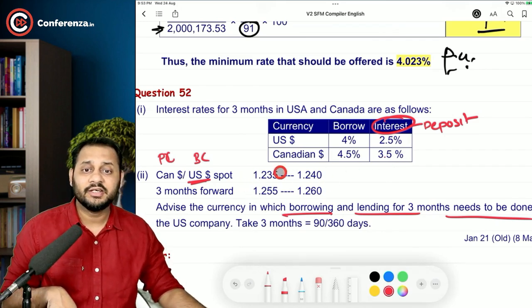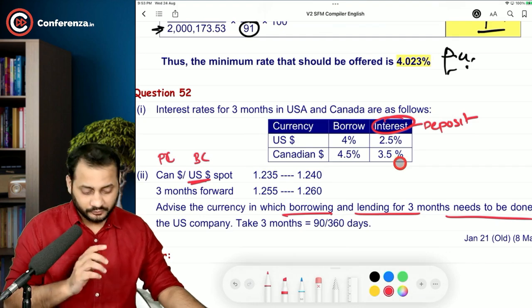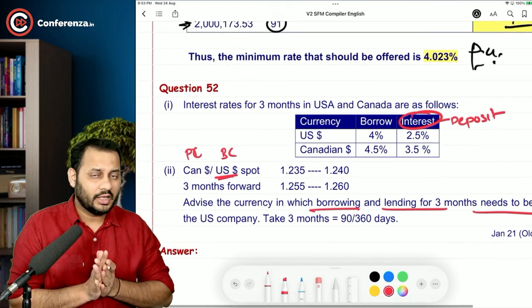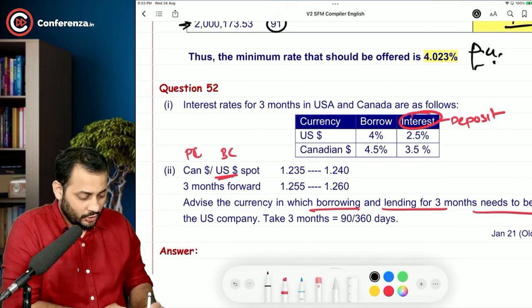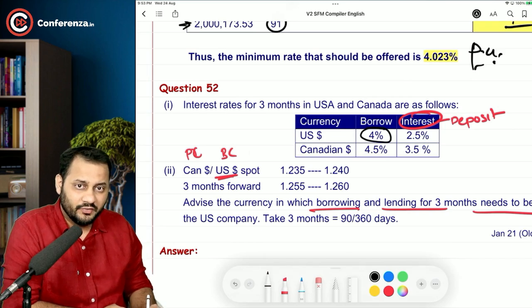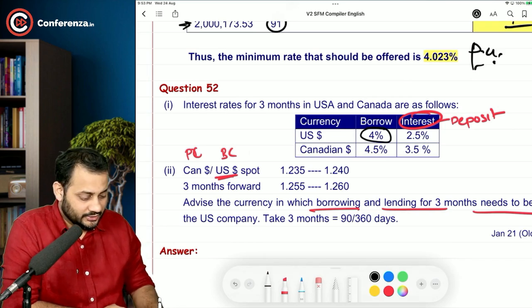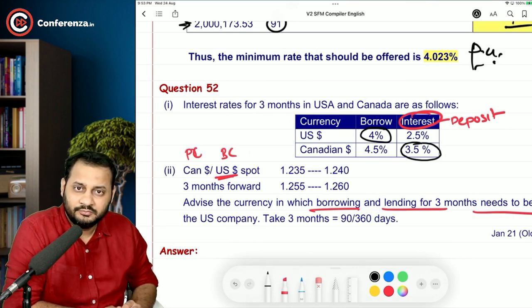Here we can see that the exchange rates are also 4, the interest rates are also 4, and at that time it is difficult to pick one rate. But I will give you a hint. Whenever such types of questions are asked, normally if you borrow in US dollar, it is obvious that you are going to invest in Canadian dollar. That is for sure, right?